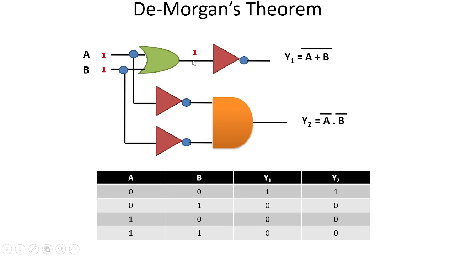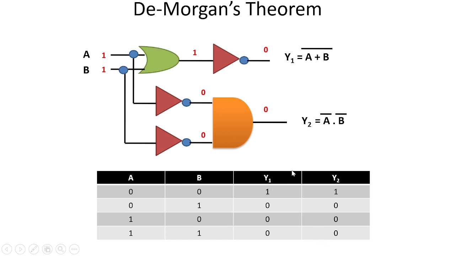Now the last combination where both the inputs are 1. When both the inputs are 1, obviously the output of the OR gate will be 1 and NOT gate will be 0. And in this case, the inputs of the AND gate are 0. Correspondingly, the output will be 0. And hence, in the last combination we can see both the outputs are again 0.